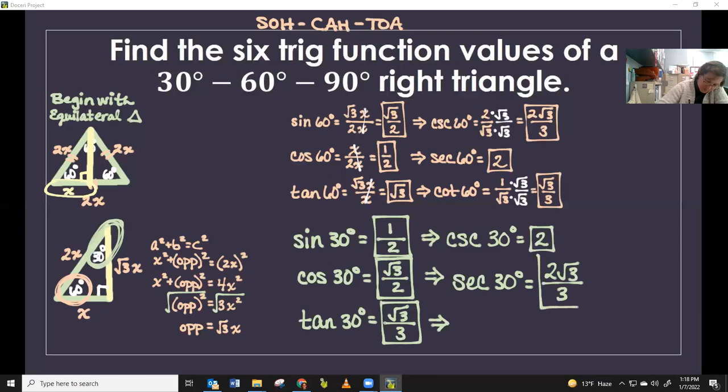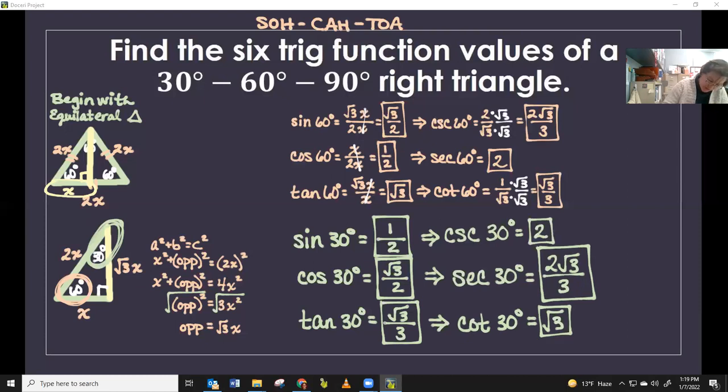Just like sine and cosine flipped, secant and cosecant flipped. And so what will cotangent of 30 degrees be? Square root of 3. When my opposite and adjacent switch sides, sine and cosine flip, secant and cosecant flip, and tangent and cotangent flip.